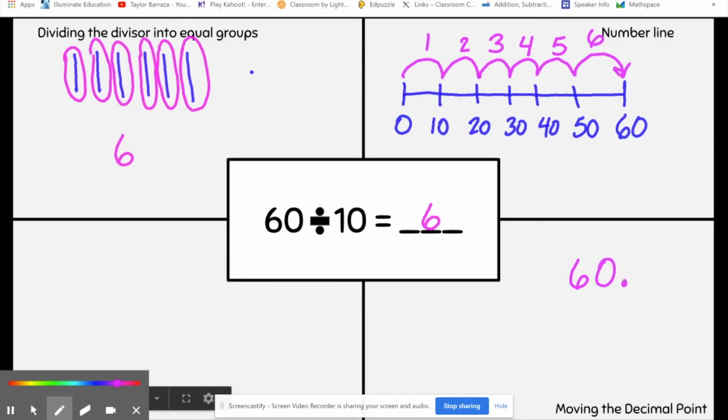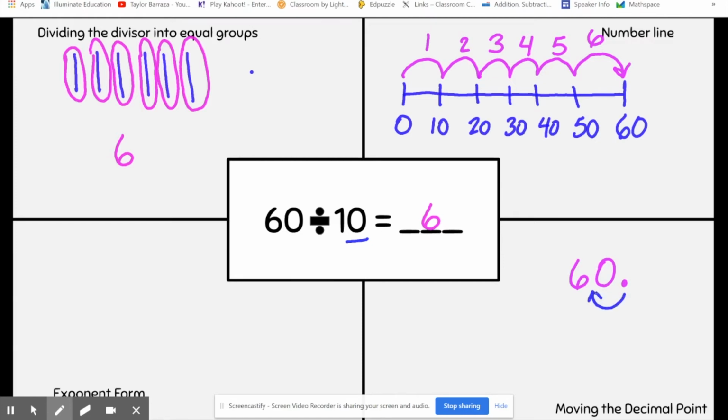I'm now going to move my decimal point based on the power of 10 that is involved in my problem. Since I'm dividing by 10, there is only one 0, so I'm going to move the decimal point 1 time. Since I'm dividing, I know that the number is going to be smaller. So I'm going to move that decimal point 1 time to the left. I can now rewrite my answer as 6.